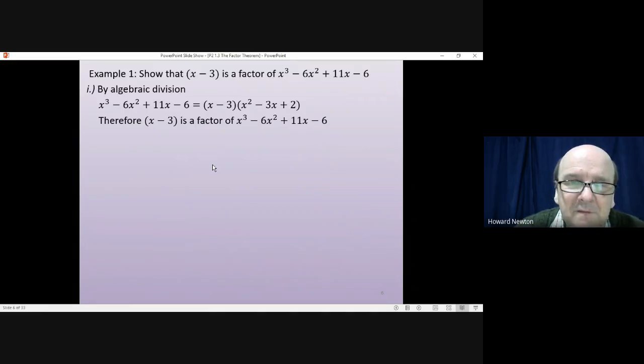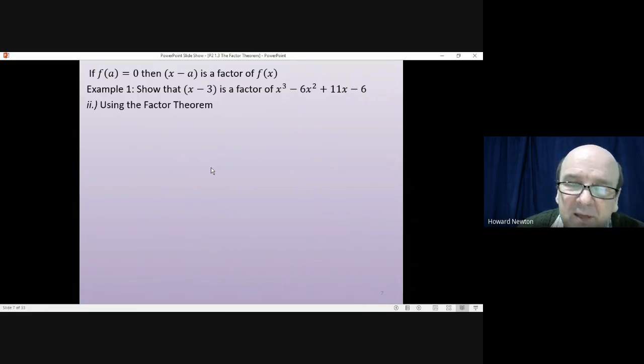How would it work out if instead of that we tried to do the question using the factor theorem? Well, as you'll see, it's a great deal quicker. So if we want to show that x minus 3 is a factor of this cubic, all we have to do is find the value of f(3), which means put 3 into the function and see what you get for the answer. If you get 0 for the answer, x minus 3 is a factor. If you don't get 0 for the answer, then it's not a factor. Okay, have a go at finishing the question yourself, pause the video, and come back to me when you're ready.